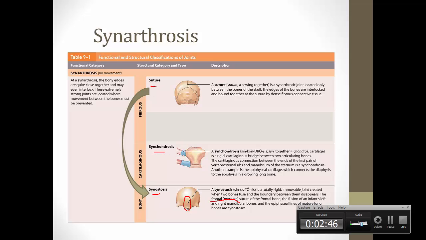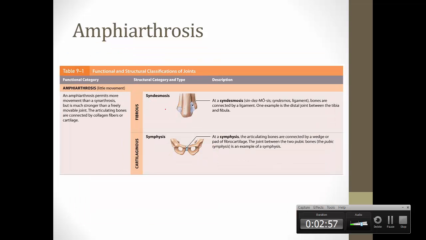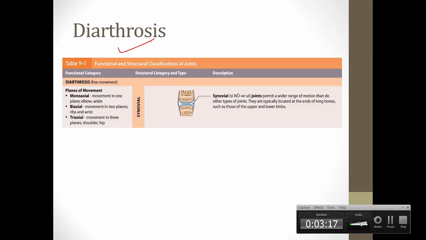We have also synchondroses, an example of which are the costal cartilages that connect our ribs to the sternum. The next class of the joints are the amphiarthrosis joints, and we have two types. We have the symphysis type, as in the symphysis pubis, and we have the syndesmosis type. An example of that is the distal joint between the tibia and fibula. We are all familiar with the type called diarthrosis, and the main type here are the synovial joints, and these ones allow free movement.